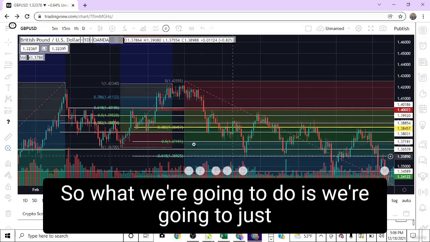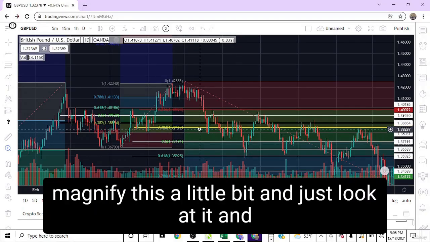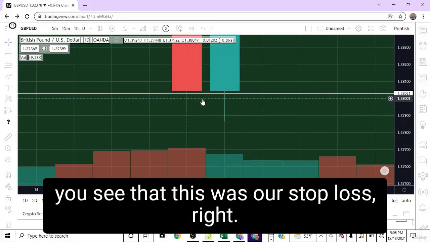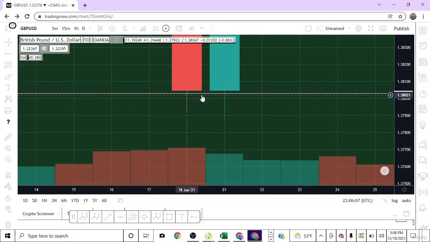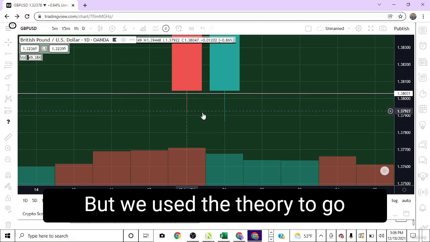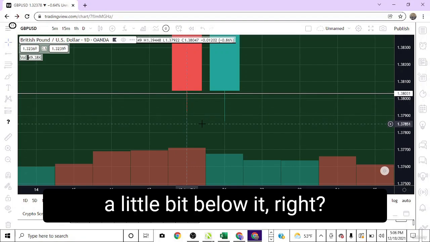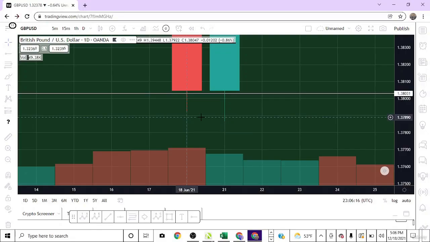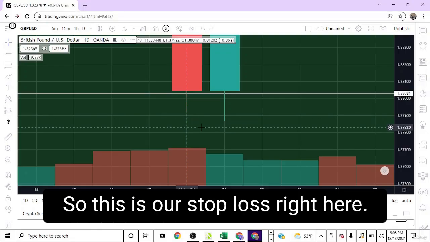So what we're going to do is just magnify this a little bit and look at it. And you see that? This was our stop loss, right? But we used the theory to go a little bit below it, so it would not have kicked us out. So this is our stop loss right here.